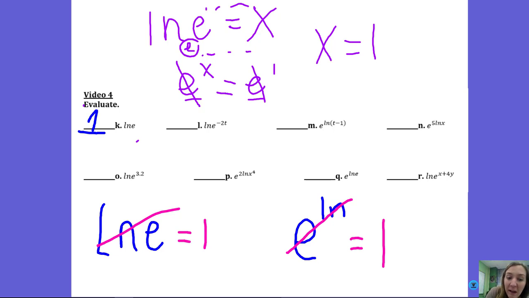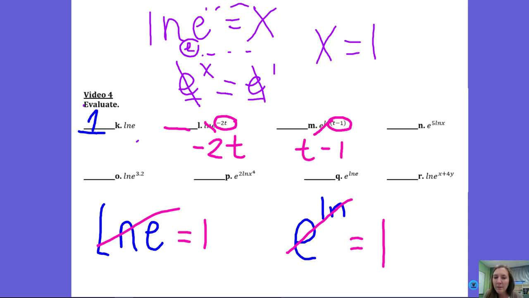So in problem L right here, we have an ln and e right next to each other. Those cancel out. Those become 1. What's left over is going to become your answer. Negative 2t will be the answer for this one. In M here, e and ln right next to each other. Those cancel out. What's left over is your answer, t minus 1.